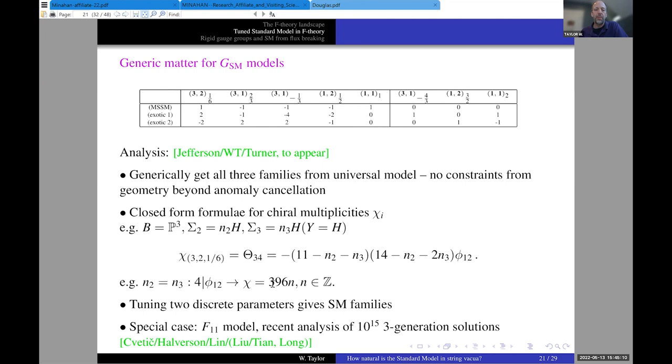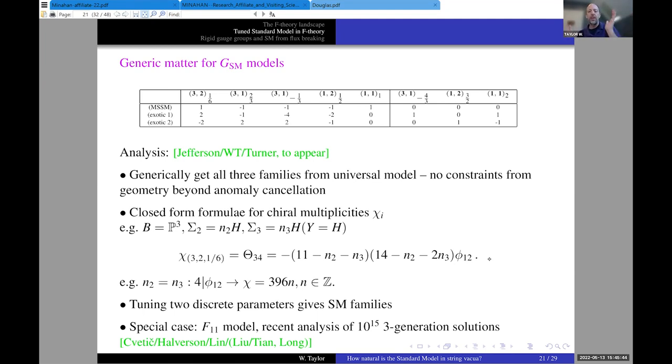So for example, again on P3, here's a formula for the chiral multiplicity of the 3, 2, 1, 1/6 matter. Here N2 and N3 encode the divisors that support the SU2 and SU3 factors, and phi is a flux. So this gives us a very general construction of a huge class of standard models, starting to get to the point that we can sensibly ask questions like those Mike was asking in his 2003 paper. How can we do statistics now, really having a global picture of the set of models?